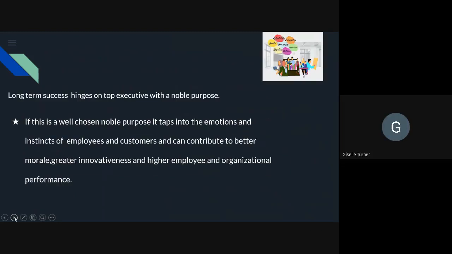So, long-term success would hinge on the top executive with a noble purpose. Because if this noble purpose is well chosen, it will tap into emotions and instincts of employees and customers, thereby contributing to better morale, greater innovativeness, and higher employee and organizational performance. Simply put, it means that if you believe in what you are doing, you would tend to work and strive a bit harder to get there. Next slide, please.